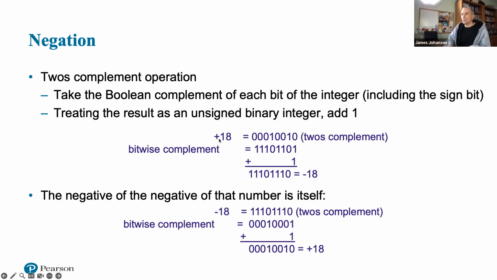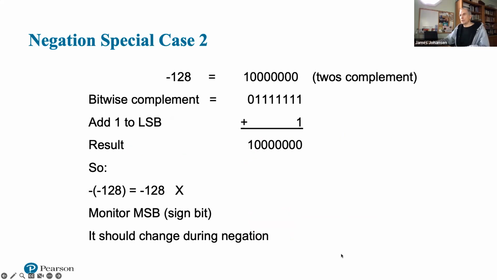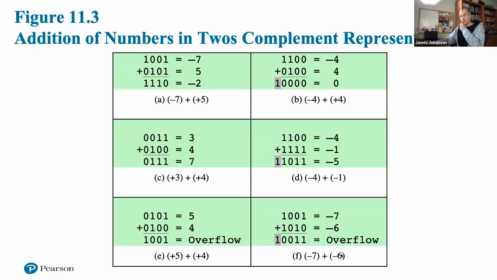And so you go from plus 18 to minus 18 in this example. If you wanted to revert it back, you can just do the same thing. You do a bitwise complement and you add one. So that's something that we get a chance to be seeing.